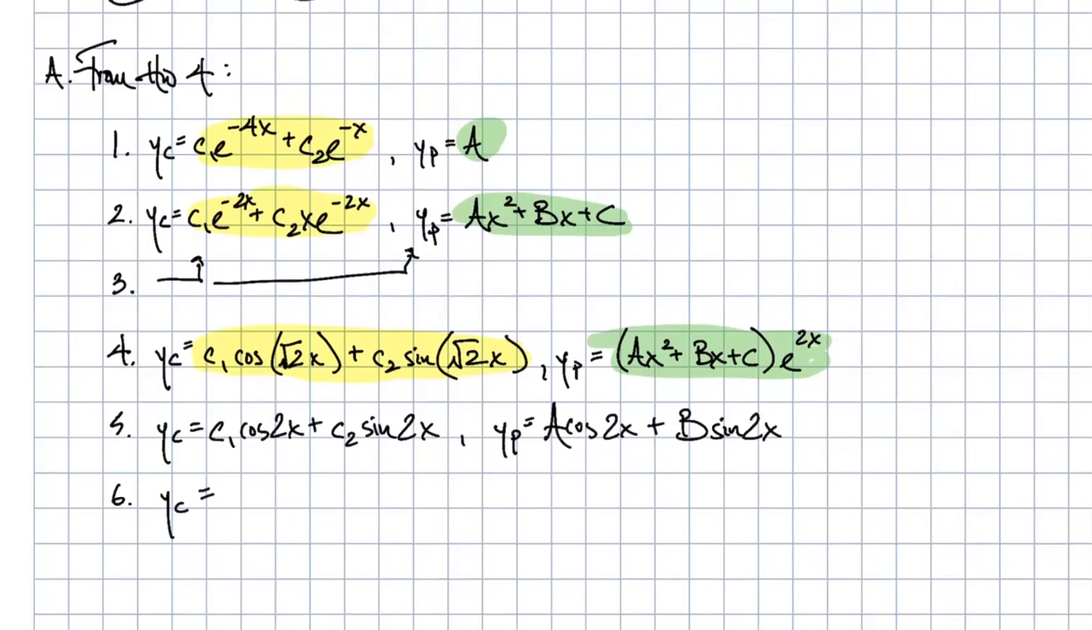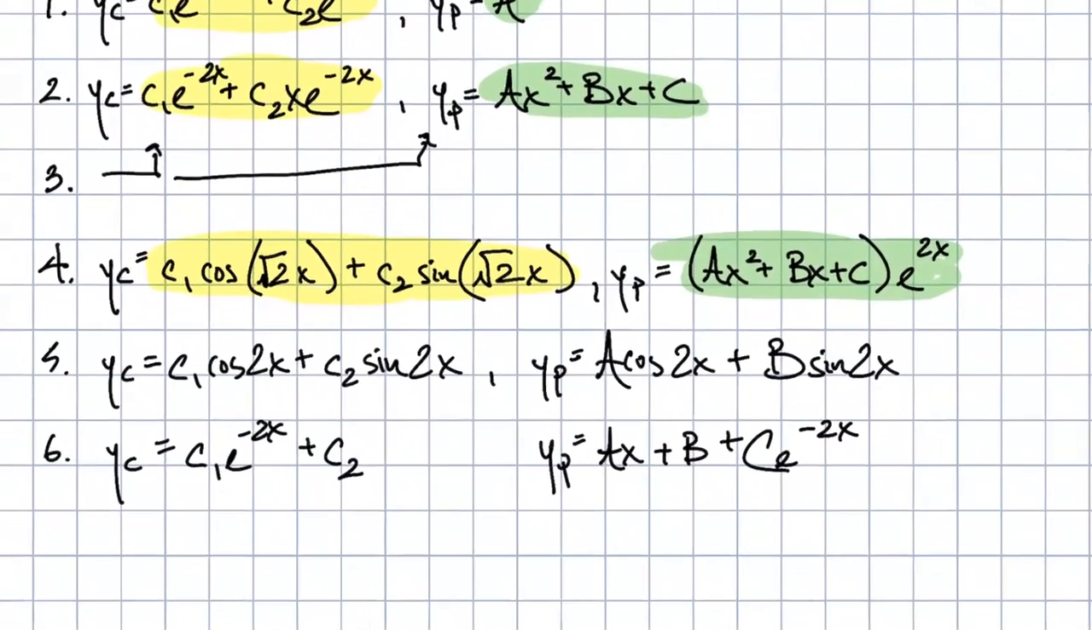And if we also, just to gather a little bit more information, took a look at y sub c from number 6, we get c sub 1 e to the negative 2x plus c sub 2, and the y sub p was ax plus b plus c e to the negative 2x. And so if we look at these two, 5 and 6, a little bit more carefully, we might see that the y sub p has some part, if not all, of the y sub c in it.